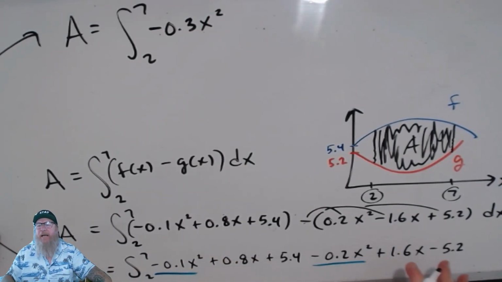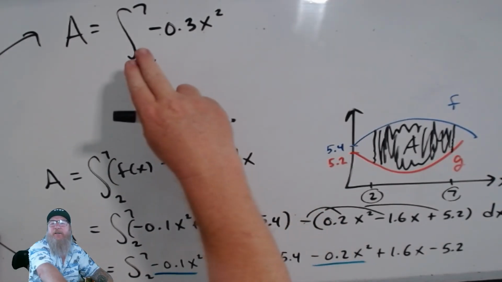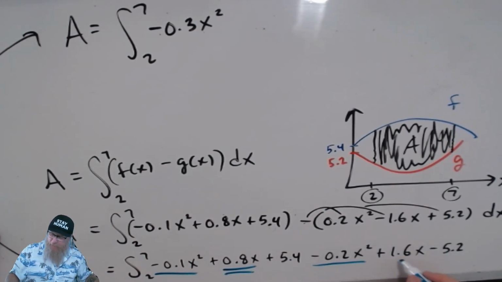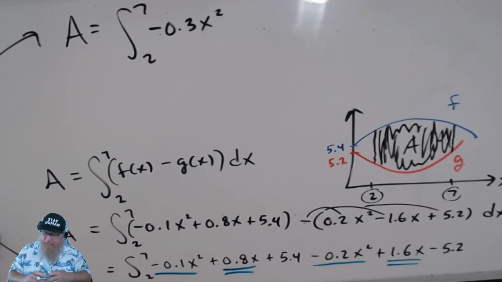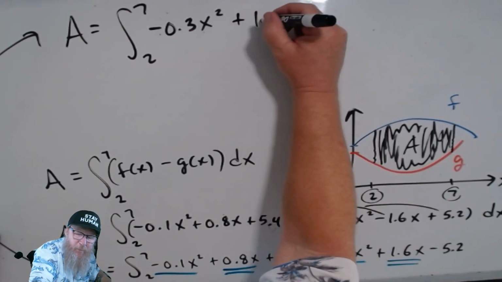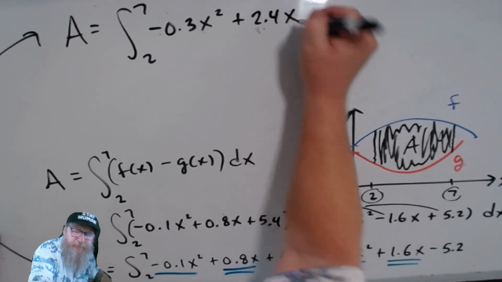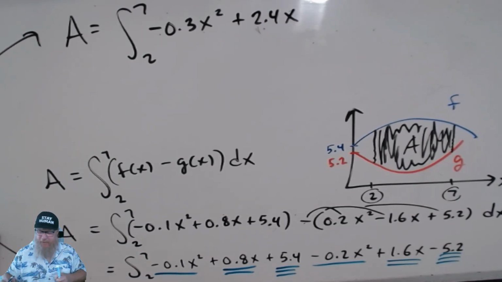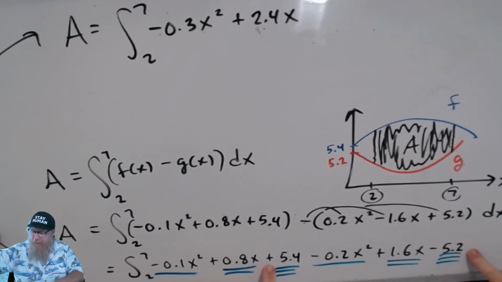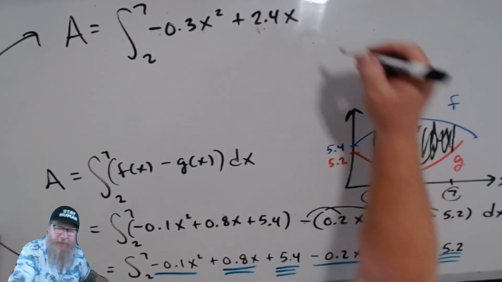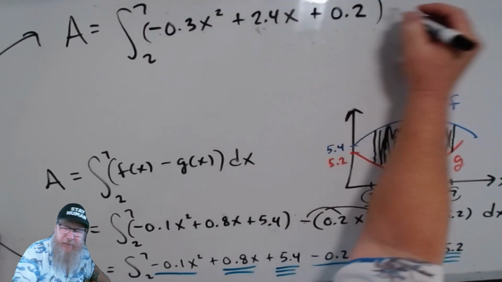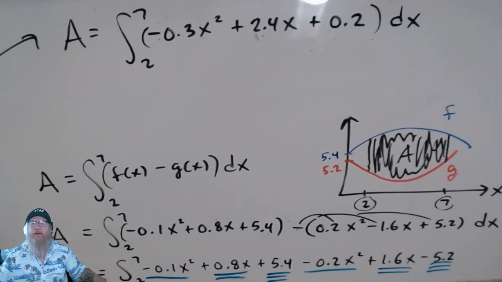The more simplification that you do early in the process, the easier the integration and the other steps are going to be. So I got 0.8 and 1.6. So that'll be 2.4x. And then I've got 5.4 and 5.2. Positive 5.4. This is now a negative 5.2. So that's going to be positive 0.2. And this is all done with respect to x.